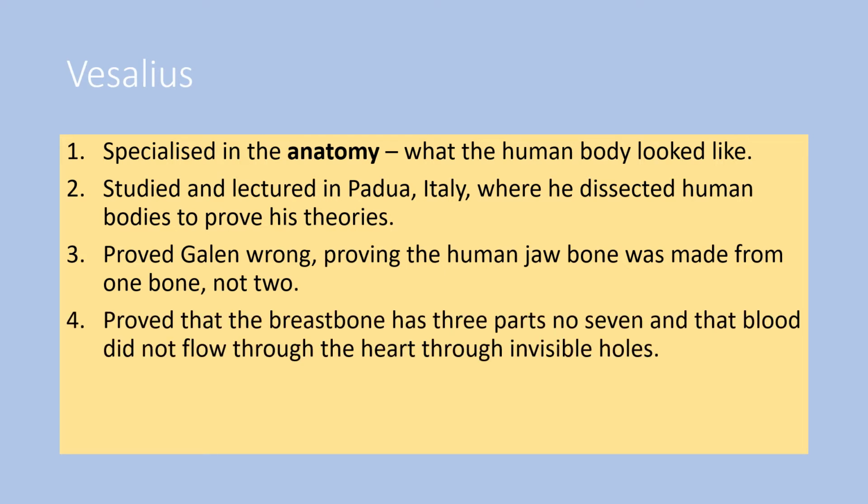Vesalius is also able to prove that the breastbone, your rib cage, has 3 parts and not 7. And importantly, and we're going to see this impact on another individual in the Renaissance, William Harvey, Vesalius is able to prove that blood did not flow through the heart through invisible holes, which again is what Galen said.